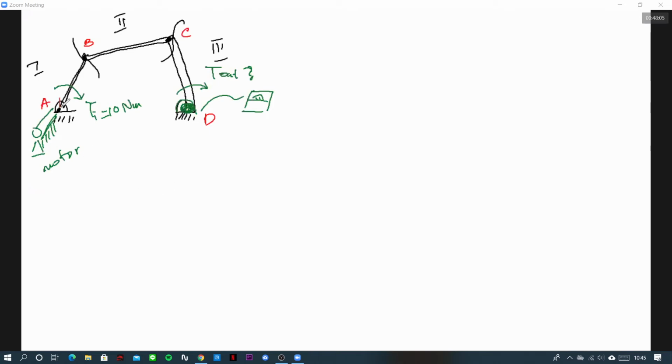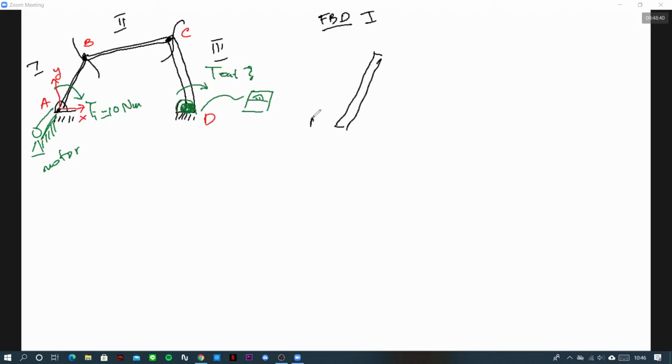And we place a coordinate system here at point A, X and Y, which is here. And now draw the free body diagram separately, one by one. That's what you have to do in the first place. You have to draw the free body diagram for body 1. So for link 1, we draw it simply like this.